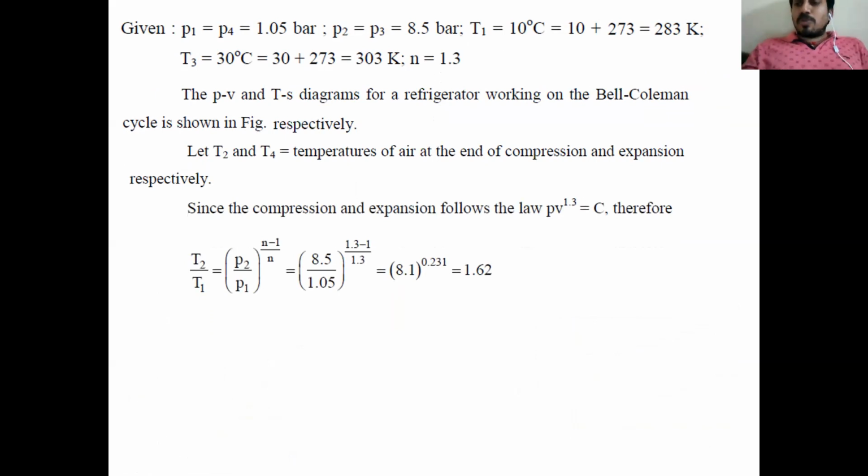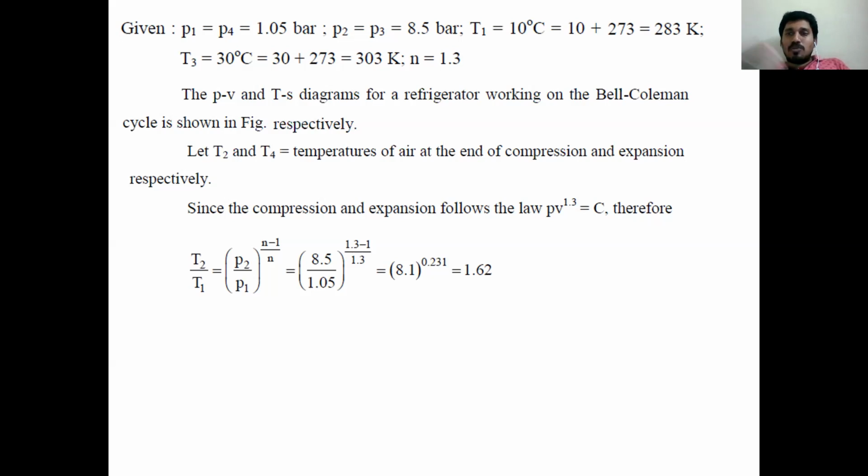Now, from the polytropic process 1 to 2, the compression process is polytropic. The relation between temperatures and pressures is T2 by T1 is equal to (P2 by P1) power (gamma minus 1) by gamma.